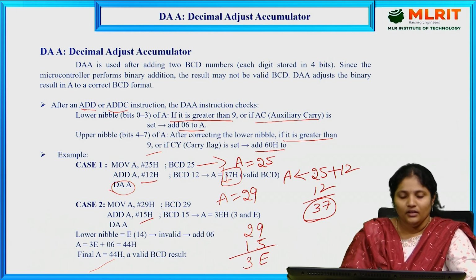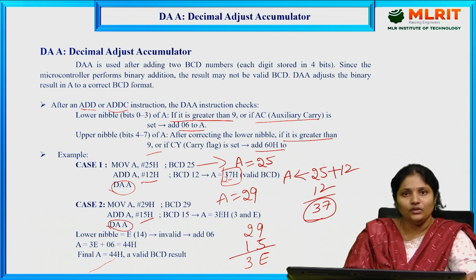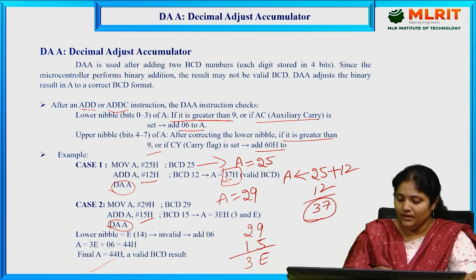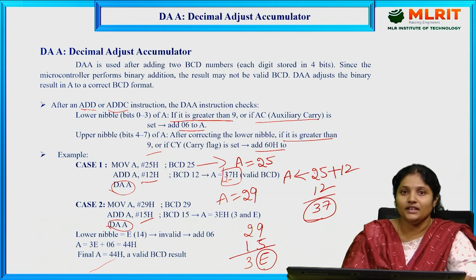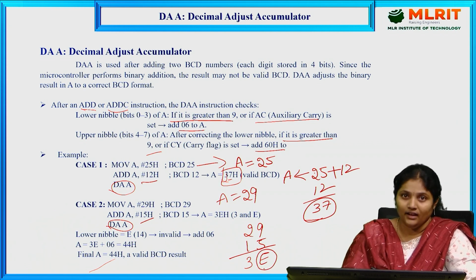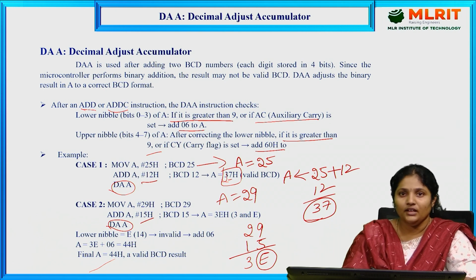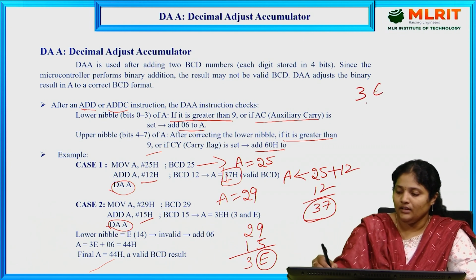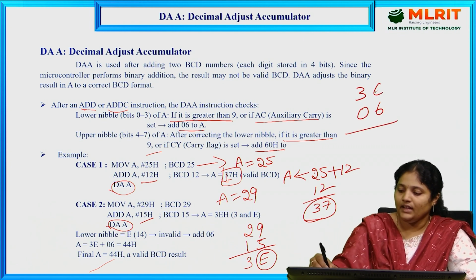See, now here DAA is there. So the first rule, we need to check the lower nibble. Yes, we will check the lower nibble. Yes, the lower nibble is greater than 9. So here the rule breaks. So what should we do? We should add 06, right? So for 3E we are adding 06.